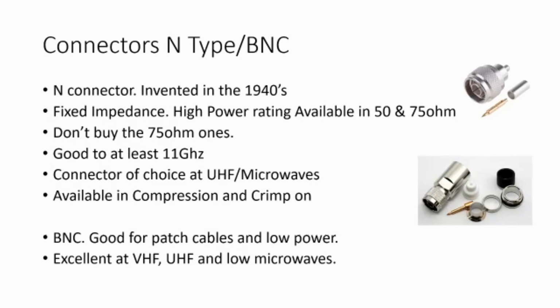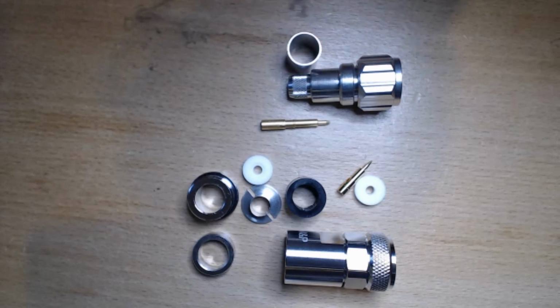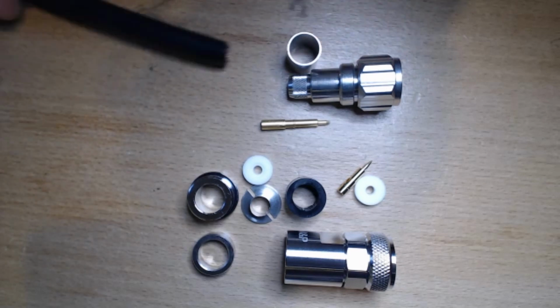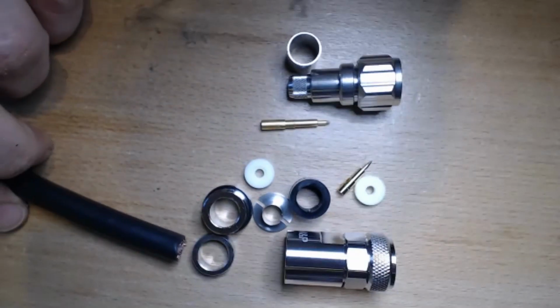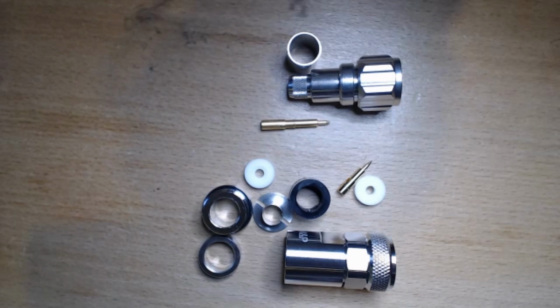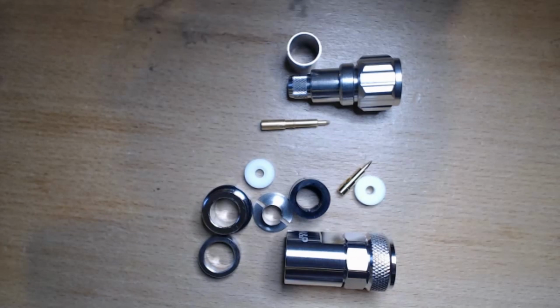We've got a couple of N types here. We've got a crimp-on one, and then a compression type, which is very similar to the compression type that you get for the PL259. As I say, if you've got a couple of spanners to get them nice and tight, they make a really good job. They are waterproof, but I would always seal them with self-amalgamating tape and a layer of insulating tape over the top.